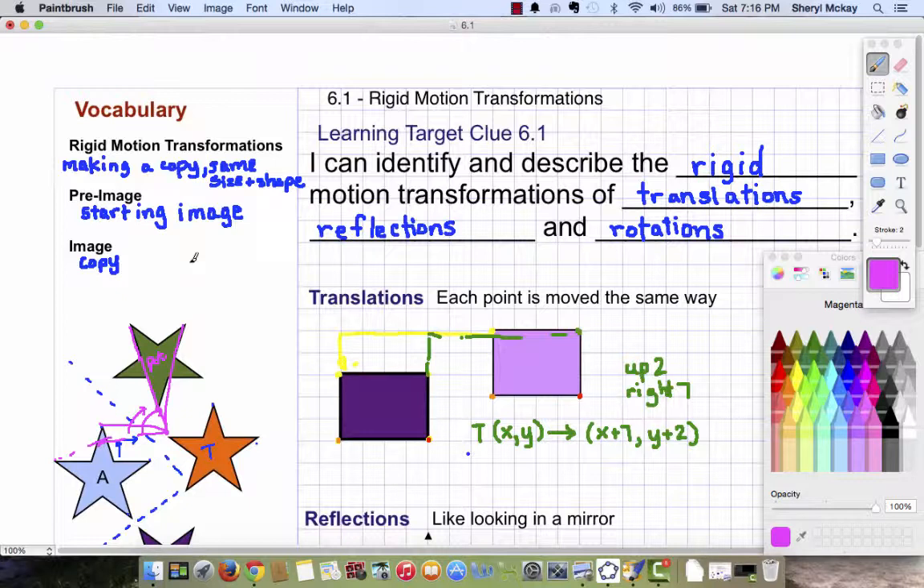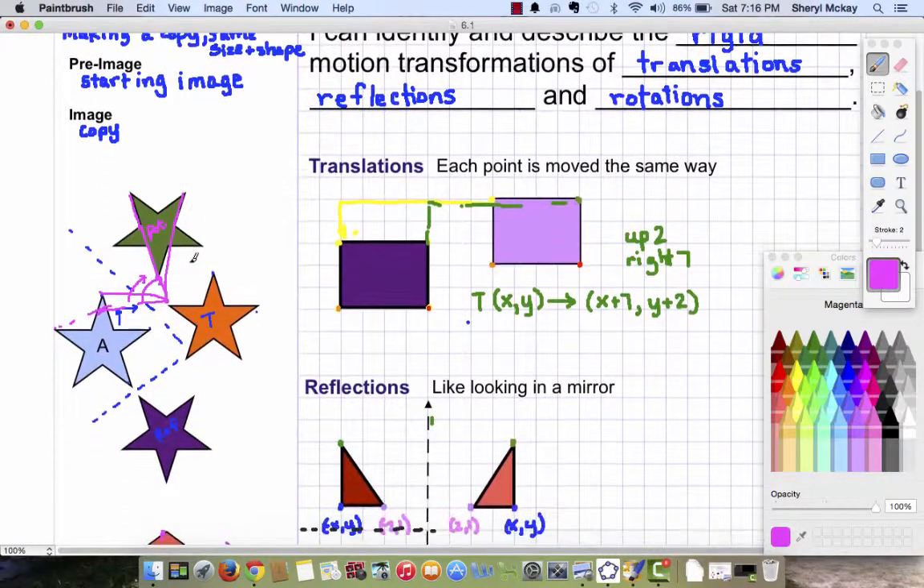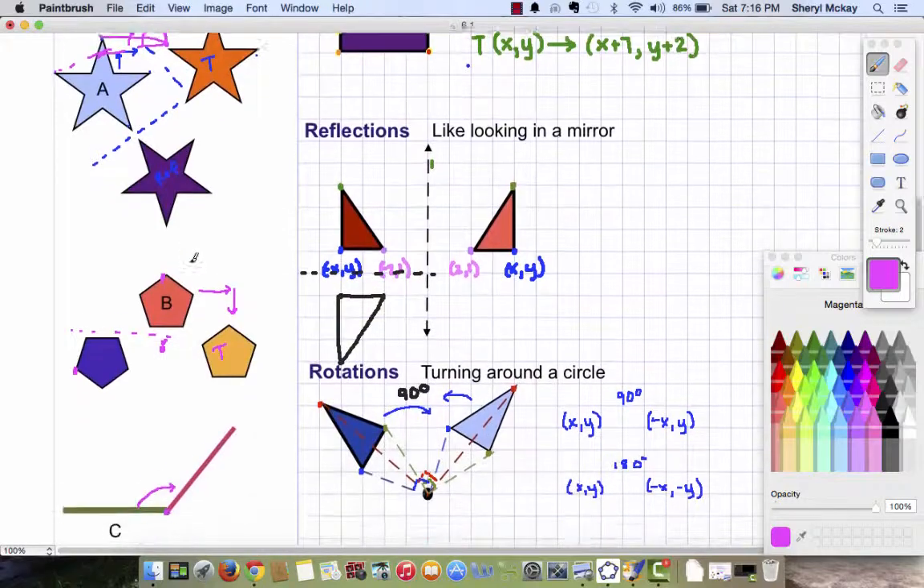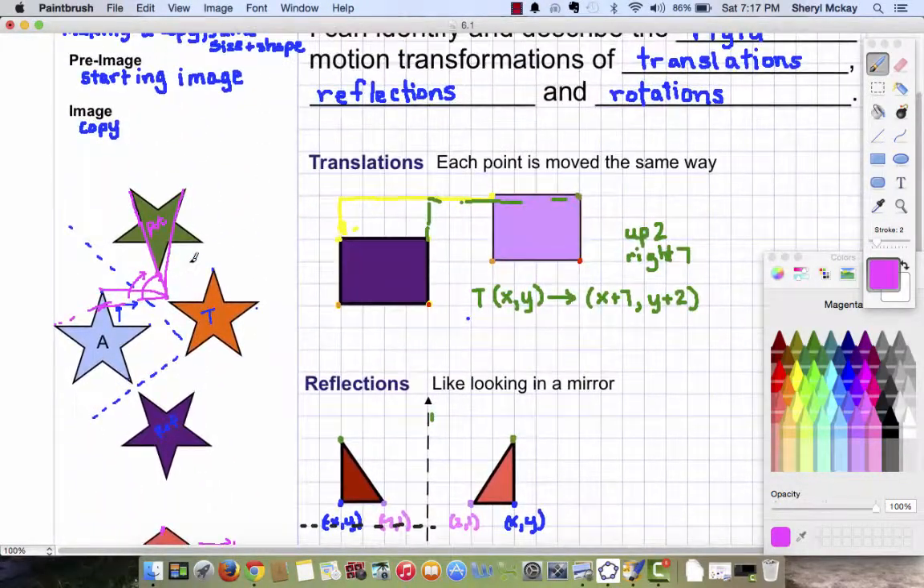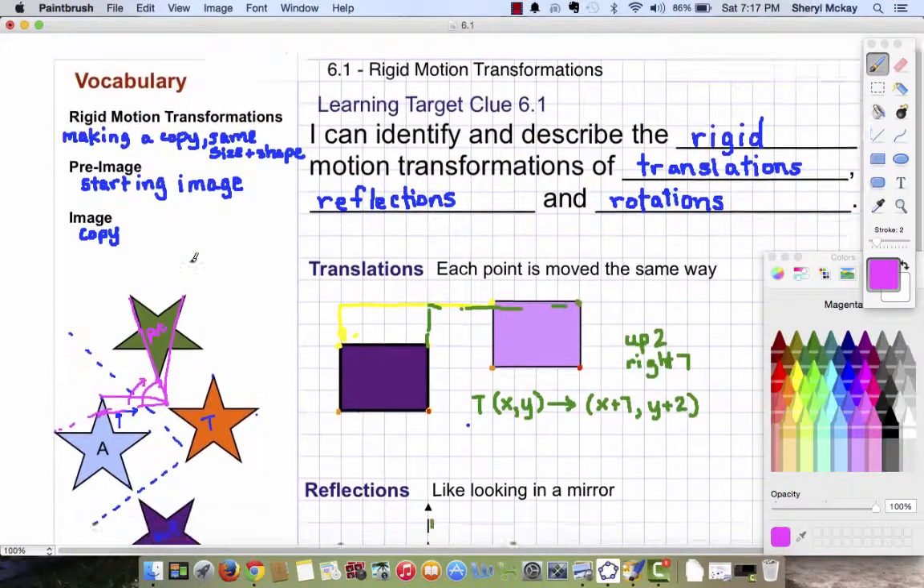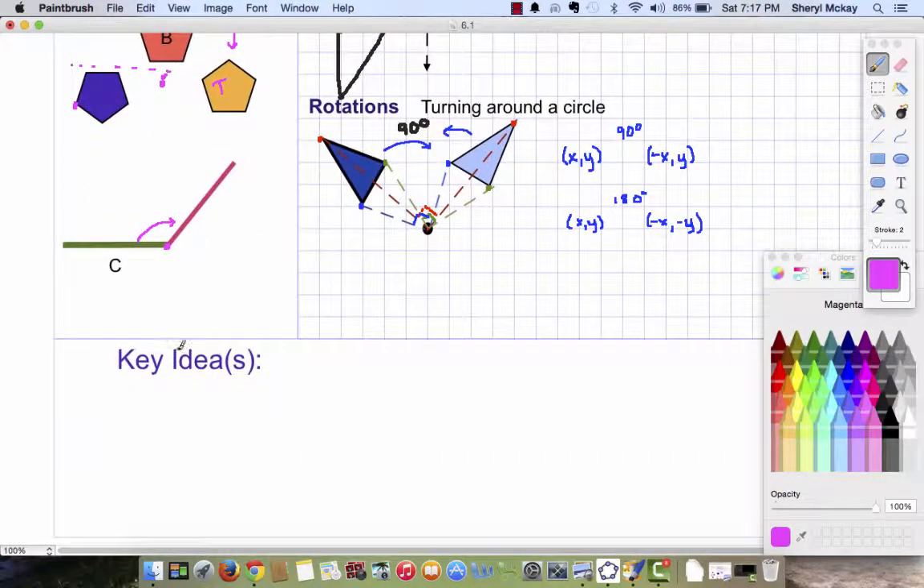So that is our quick intro to identifying and describing rigid motion transformations of translations, reflections, and rotations. So it's just a basic understanding. We'll spend more time looking at each one individually, but I wanted you to be able to understand what's actually happening as you are working through these and as you do your practice. So go ahead and write yourself a key idea down here. What do you need to remember? What will help you? And I'll see you in class.